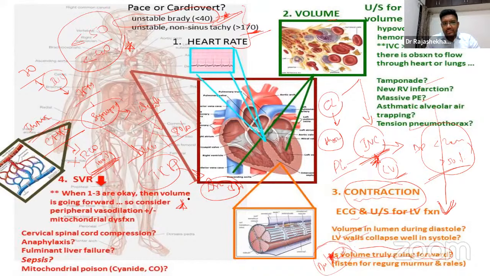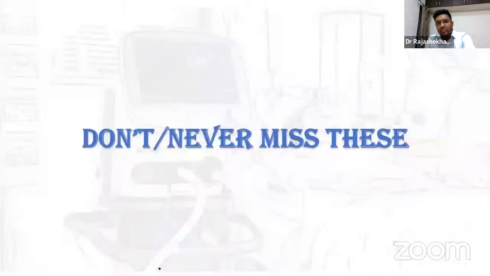In this, you want to know whether it is a cervical spinal cord compression, whether it is anaphylaxis, whether it is sepsis, or whether it is fulminant liver failure. If everything is normal and still the patient is in shock, then you need to suspect the patient cannot utilize oxygen. It can be mitochondrial poisoning, cyanide poisoning, or carbon monoxide.